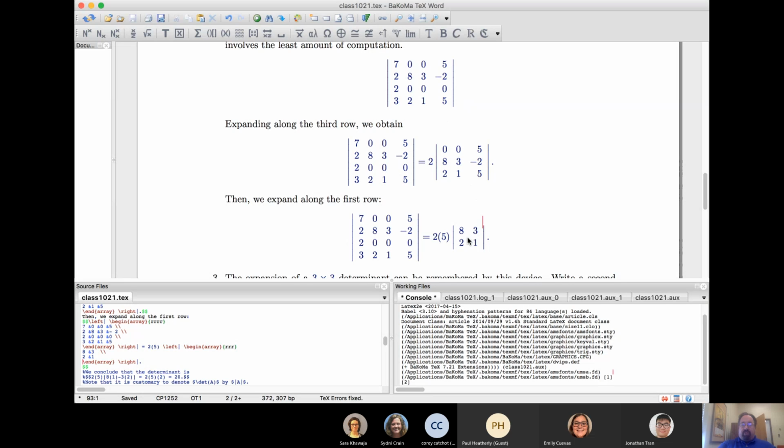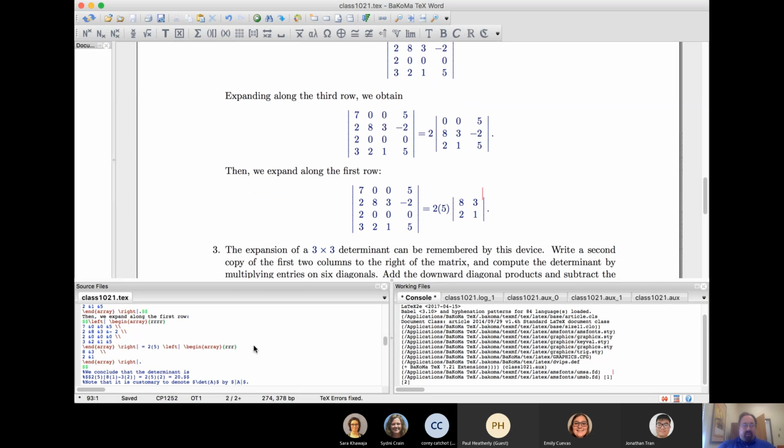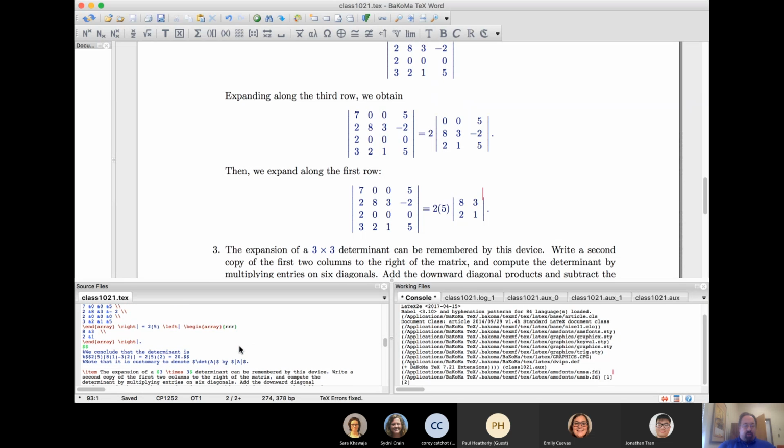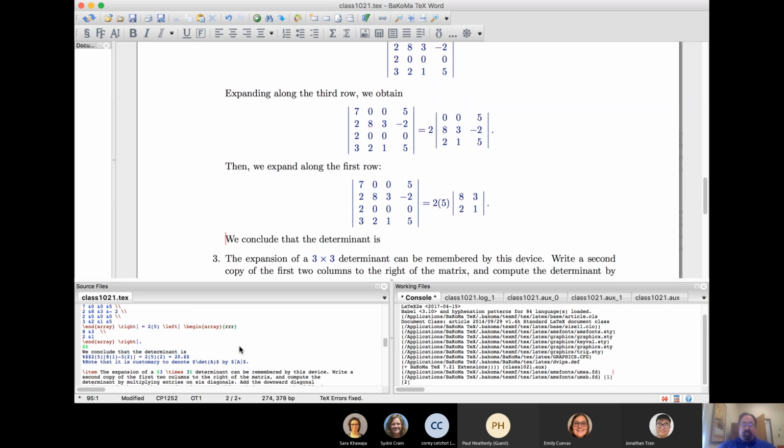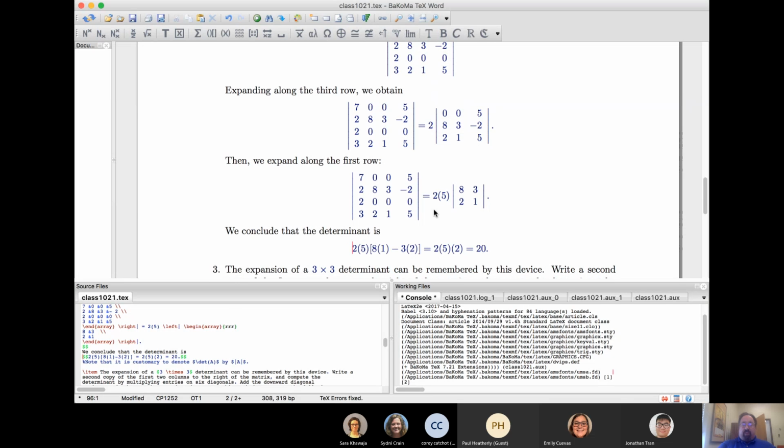Now we have this 2 by 2 matrix. Well, that you can just go ahead and work out directly. So we have 2 times 5 times the determinant of this. So we multiply the diagonal entries, multiply the off diagonal entries, and subtract. So 8 minus 6. So we get 2 times 5 times 2. So then 20 is the final result.